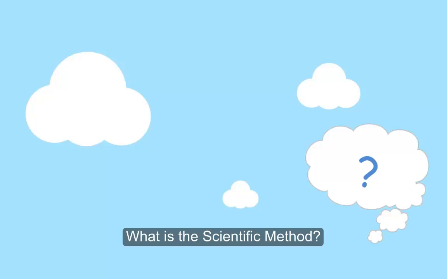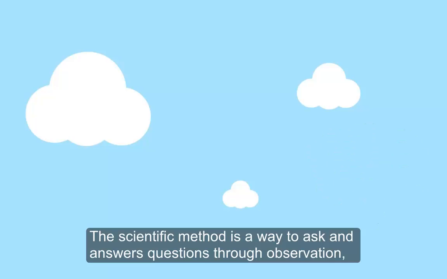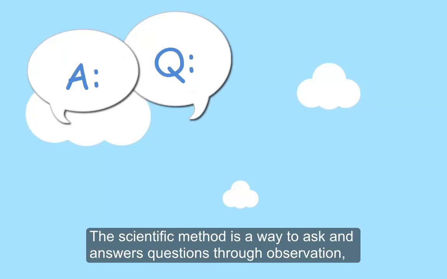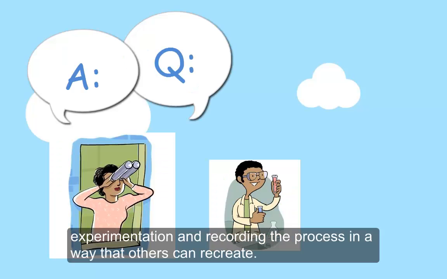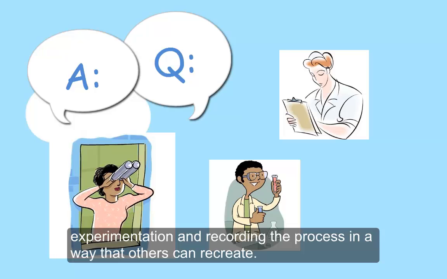What is the scientific method? The scientific method is a way to ask and answer questions through your observation, experimentation, and recording the process in a way that others can recreate. These are the steps.